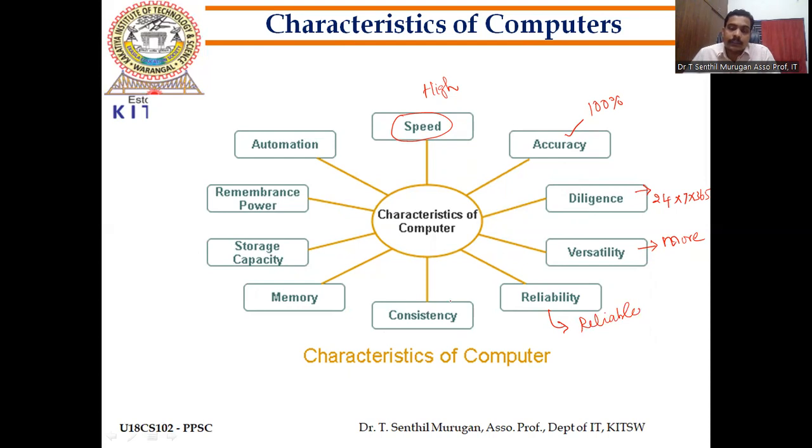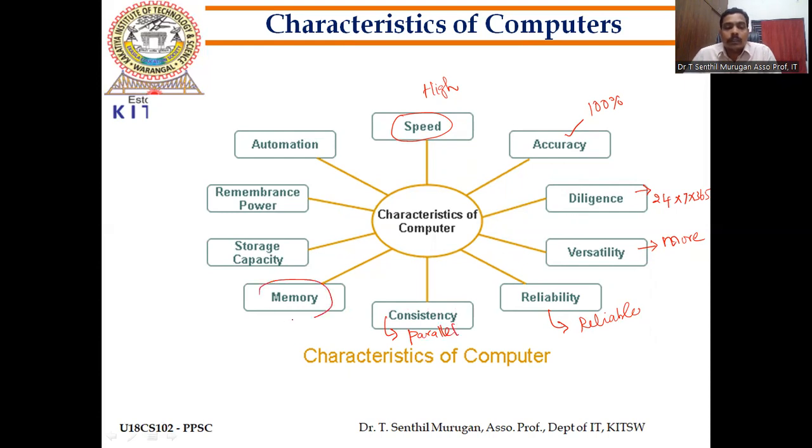Consistency. Even if it performs a large number of programs, it will provide good accuracy with a number of programs in parallel. So, parallel computing.